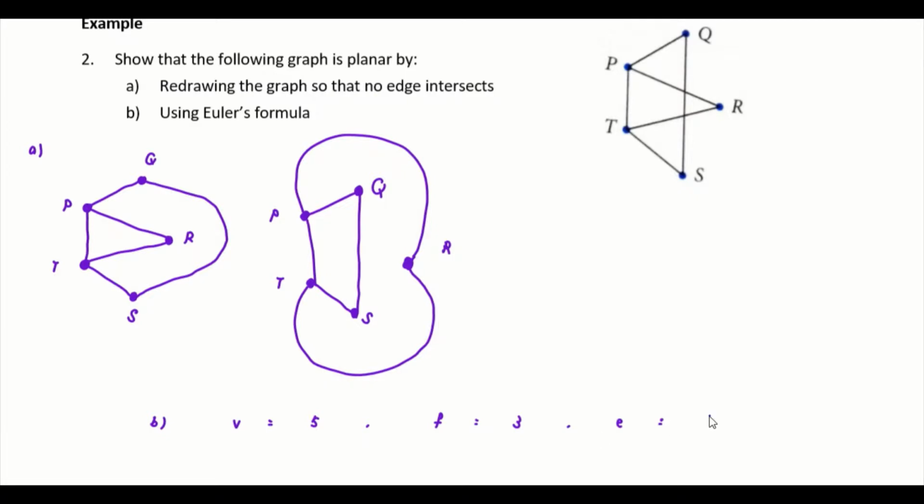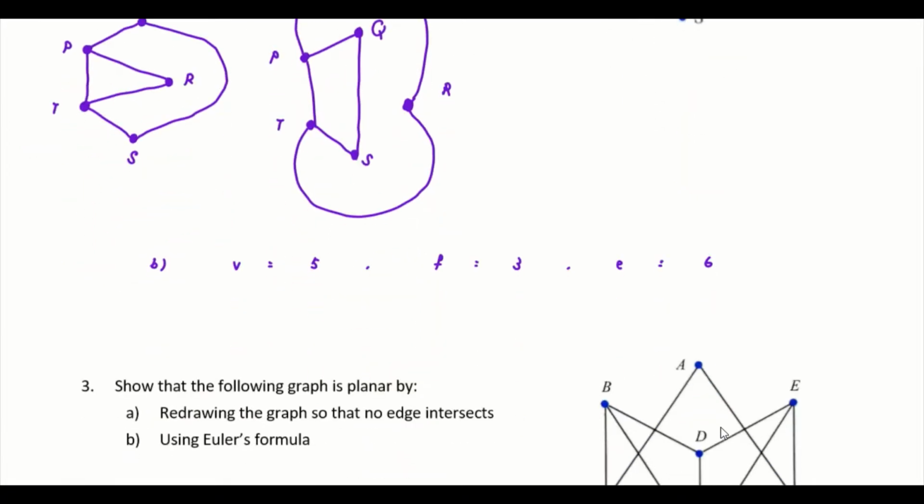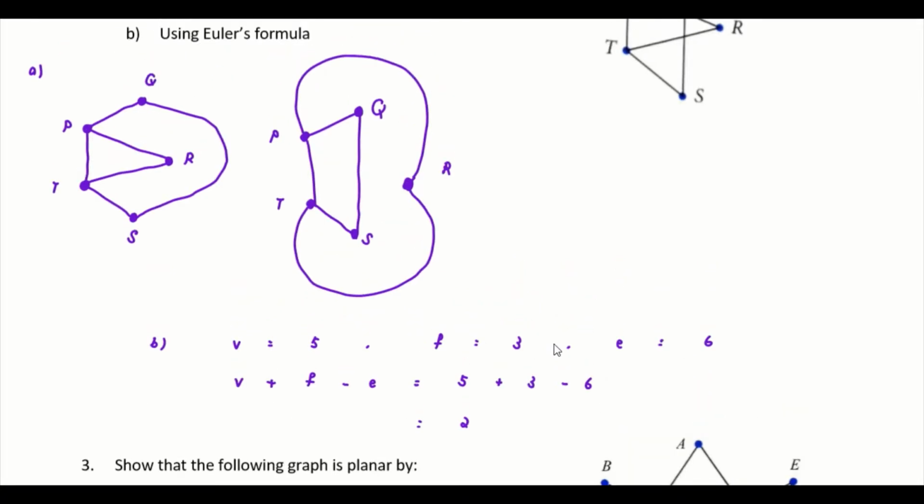So E is 6. After you state everything, then only you go and write down V plus F minus E is equal to 5 plus 3 minus 6. Then you write equals to 2. Then only you show it. Okay, so that's how you should write it exactly.